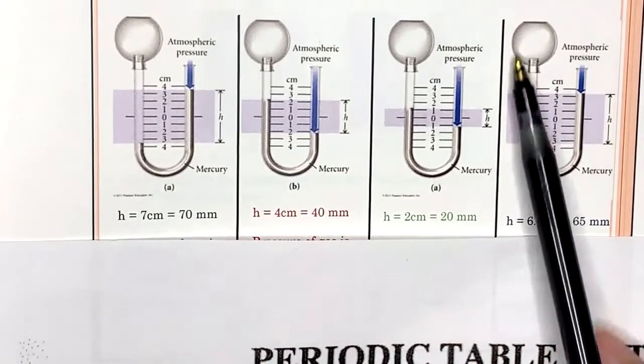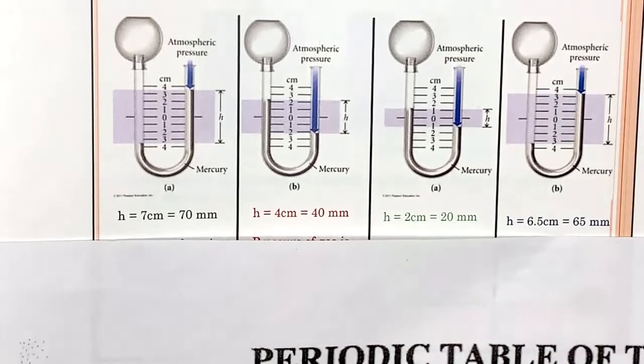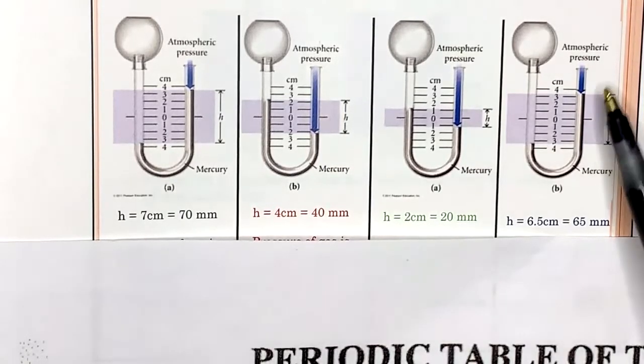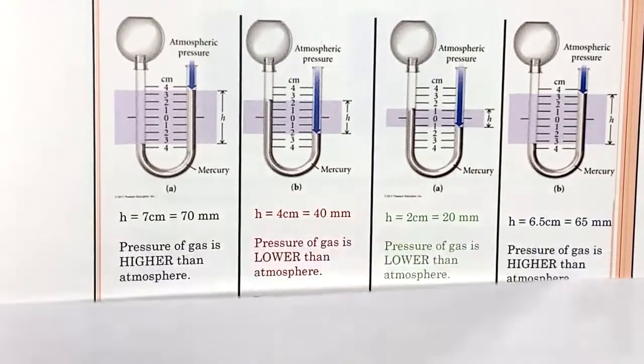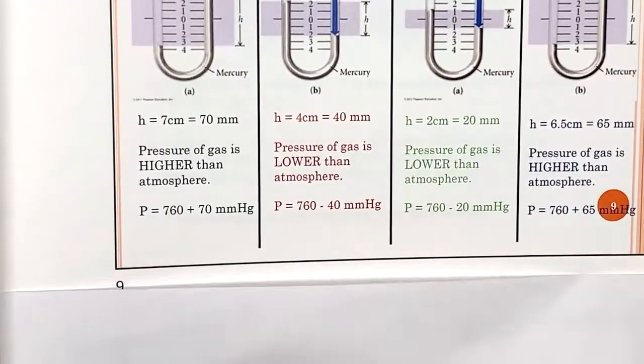Okay, so you basically just have to see who's pushing harder, and the one that's harder will have the higher pressure. And we know the atmospheric pressure is 760. So that's the answers right there.